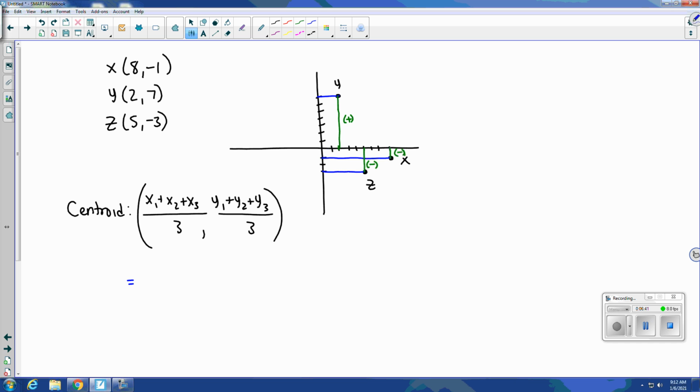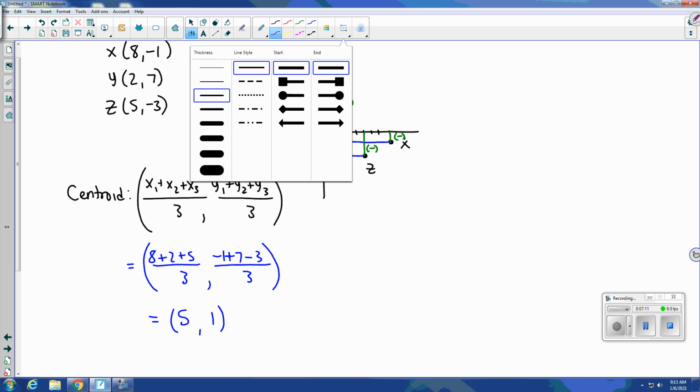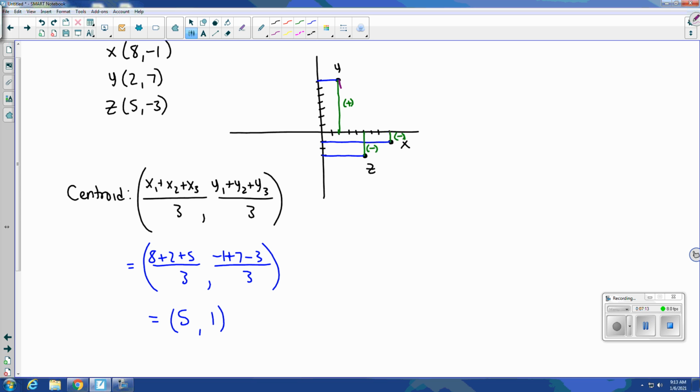In this case, it's going to equal 8 plus 2 plus 5 divided by 3, and then negative 1 plus 7 minus 3 divided by 3. So what do we have here? We're going to have 15 over 3, which is 5. And then we're going to have 3 over 3, which is 1. So (5, 1). If I were to plot (5, 1), and let's actually connect these vertices so that we can see the triangle that's formed.